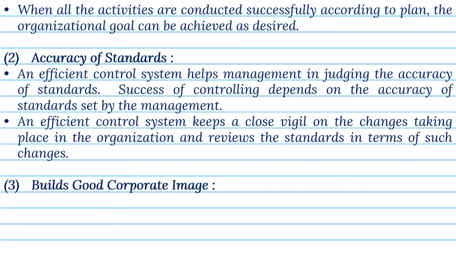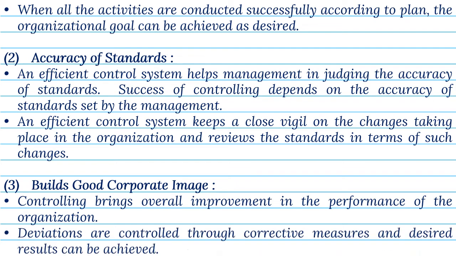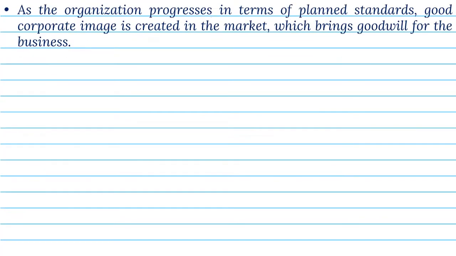3. Builds good corporate image. Controlling brings overall improvement in the performance of the organization. Deviations are controlled through corrective measures, and desired results can be achieved. As the organization progresses in terms of planned standards, good corporate image is created in the market, which brings goodwill for the business. 4. Facilitates coordination.